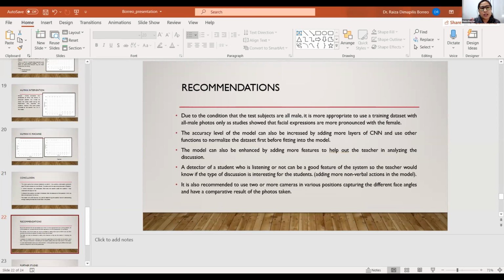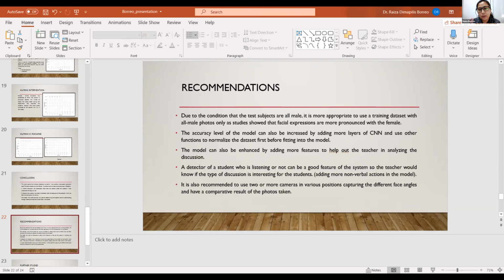What are the different recommendations, or the different things that we need to apply to the study so that it can improve? Due to the condition that the test subjects are all male, this is a good output from the research actually. So why not create another data set where the photos were taken from male only.